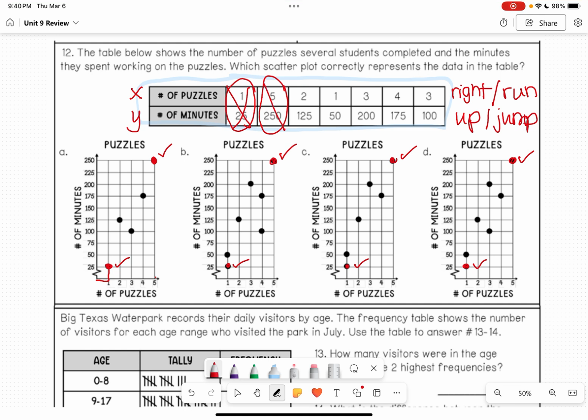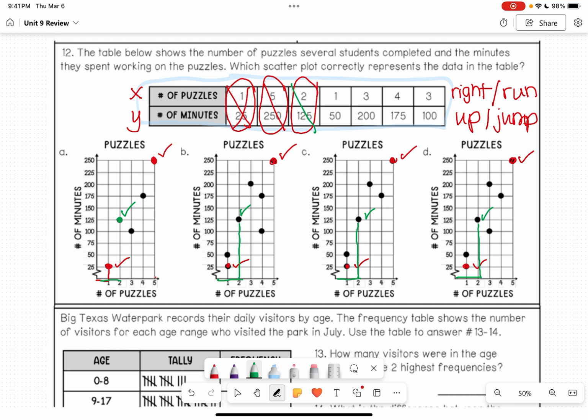2 and 125 is the next set. So go right 2 and go up to 125. So I'm going to change my color so I don't confuse y'all. Run a 2 and go up to 125. And I sure do. I have a dot right there. Okay, run a 2 and go up to 125. Yep. Run the 2 and go up to 125. Yes. All right, so this one's good. Mark it out.